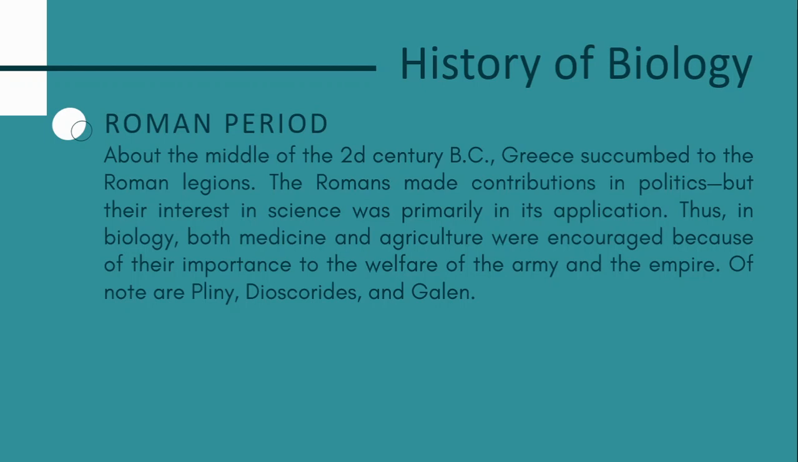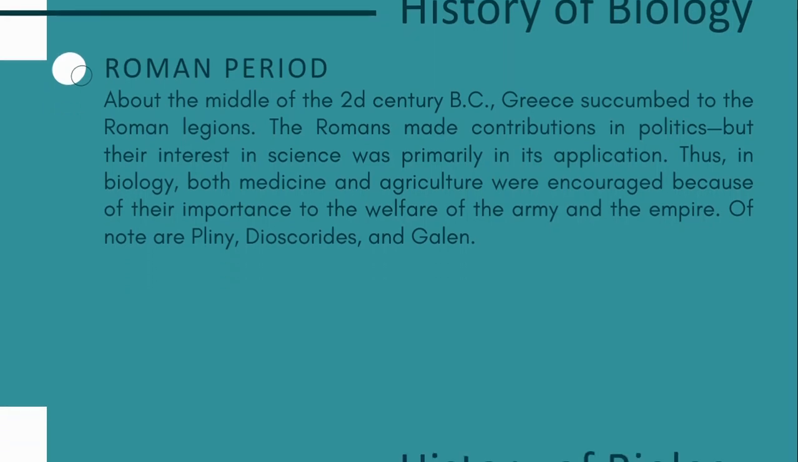Of note are Pliny, Dioscorides or Cretus, and Galen. Okay, so these are three persons here: Pliny, Dioscorides, and Galen. So they are the main persons behind science during the Roman period.